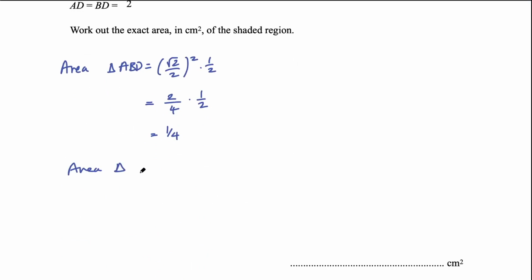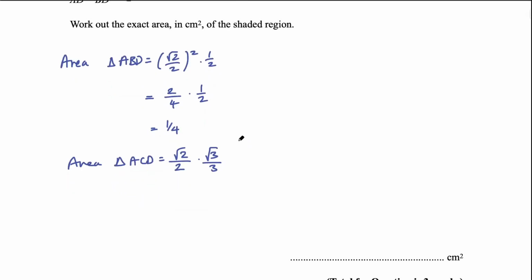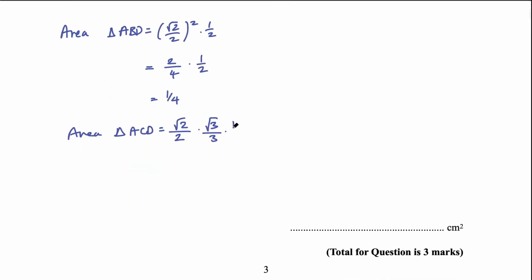Area of triangle ACD equals root 2 on 2 times root 3 on 3, and then we need to half that, so multiply by a half. Now here you need to know how to multiply surds. So root 2 times root 3. For this operation, you can multiply the numbers inside the surds. So 2 times 3, and then leave the square root. So this will be the square root of 6 on 6 times a half, which we could simplify to the square root of 6 on 12.